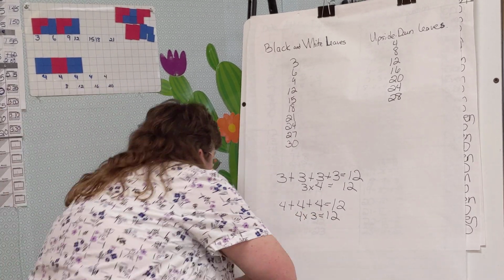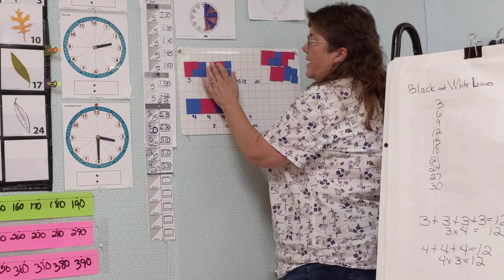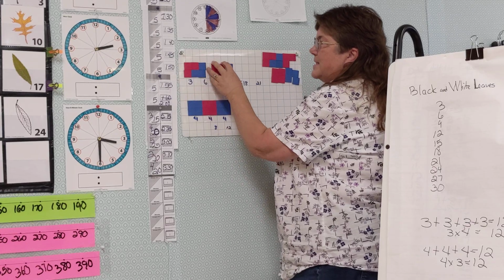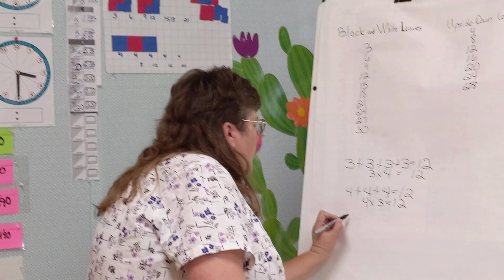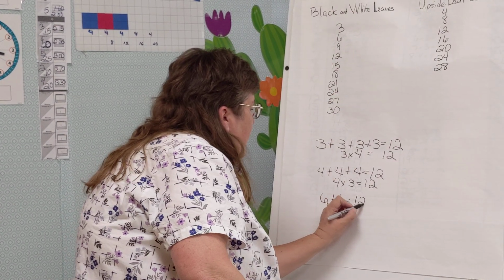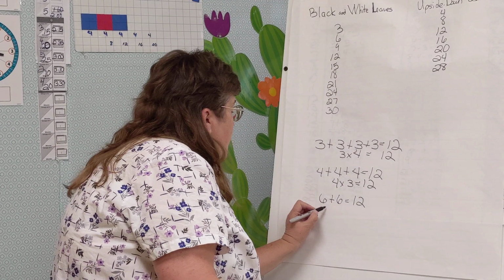Let's see, looking back up at our tiles, ooh, I see another way I can make 12. I can do 6 and 6. Picture set up. And so if we follow that same logic, I can do 6 times 2.